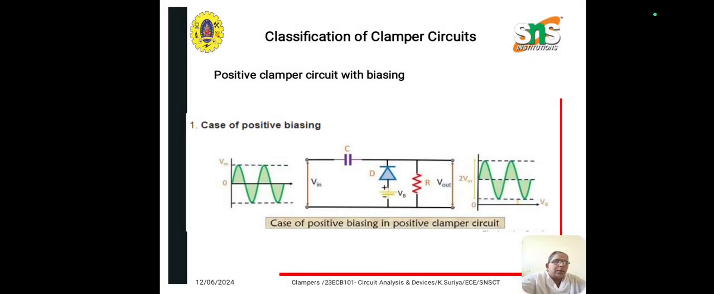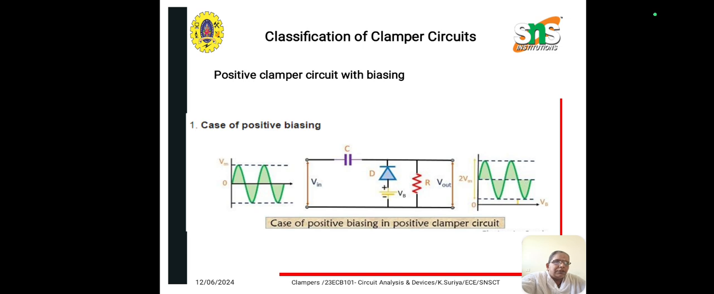So next one is positive clamper with biasing. Here we have two cases. First we will see positive biasing. It is almost similar to the positive unbiased case, but here an additional voltage is provided, so as to have an additional shift in the level of the signal.